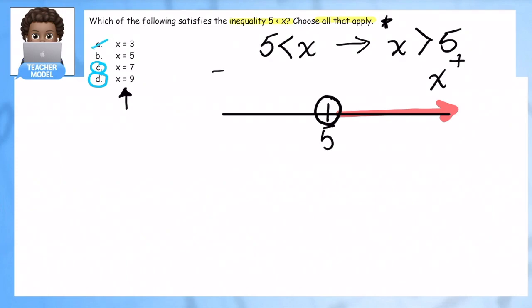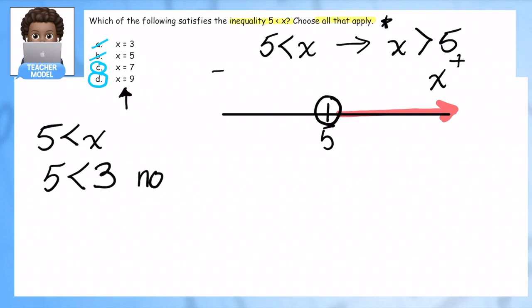7 and 9 are greater than 5. 3 is definitely not. And can 5 be greater than 5? No. So this one was a tricky one, but that one is also not true. Now, let's also prove it mathematically. We have 2 answers that work here, C and D. Let's substitute. 5 is less than x. 5 is less than 3. Is that true? No, 5 is not less than 3. 5 is less than 5. Again, not true. Now, if this was underlined and it said less than or equal to 5, then I would have a different answer. But here we're just saying 5 is less than 5, and that cannot be true.